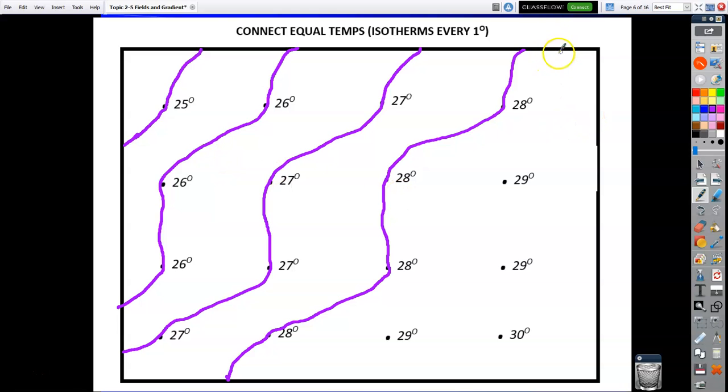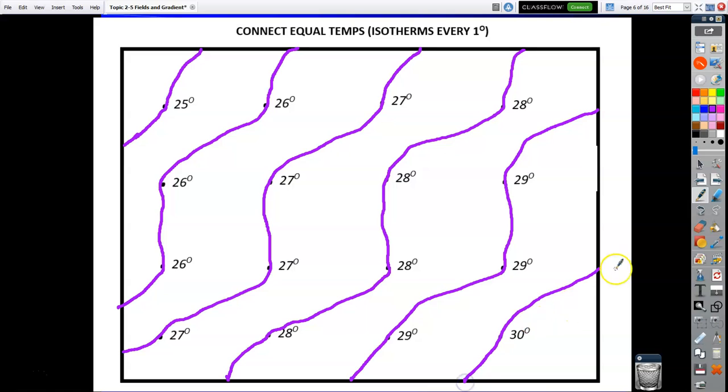29. I could start up here on the top of the box. I could start on the right-hand side. Doesn't matter as long as I'm touching the box. 29. 1, 2, 3, like that. And then 30 here. Here, down. And that's my isotherm map. I drew them every 1 degree.